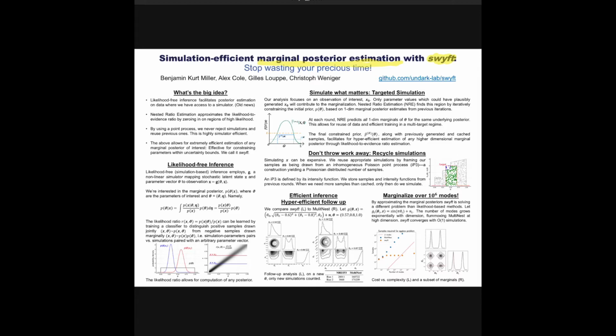Let's break it down. The first algorithm we've introduced is nested ratio estimation, a method inspired by nested sampling. Consider some x naught that you're interested in, and you want some arbitrary marginal posterior. We construct a sequence of rounds. At every round, all one-dimensional marginals of theta are estimated. Each of those one-dimensional marginal posterior estimations are over the same underlying posterior, and each of them are used to constrain the prior in the next round.